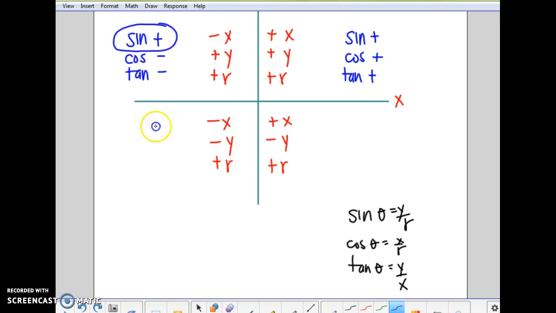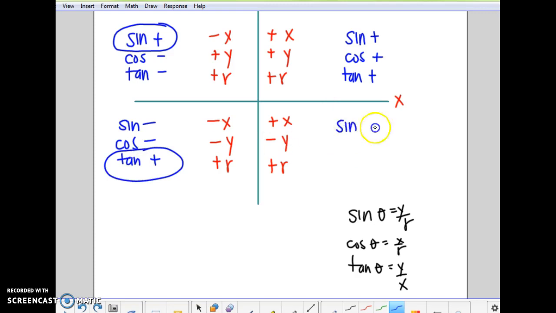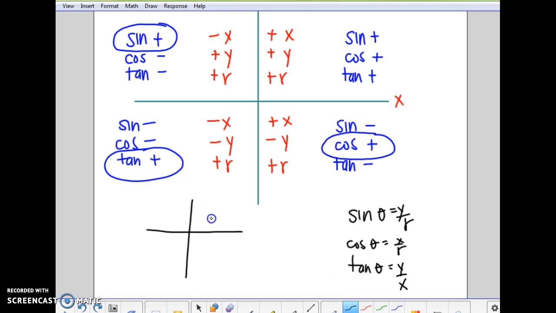Third quadrant, we're going to work through the same thing, so sine is negative, cosine is negative, and tangent, because it's the ratio of sine and cosine, is positive. And the last quadrant: sine is negative because y is negative, cosine is positive, and tangent is negative. So the only one that's positive is cosine. This is going to help us a little bit with our stuff today.